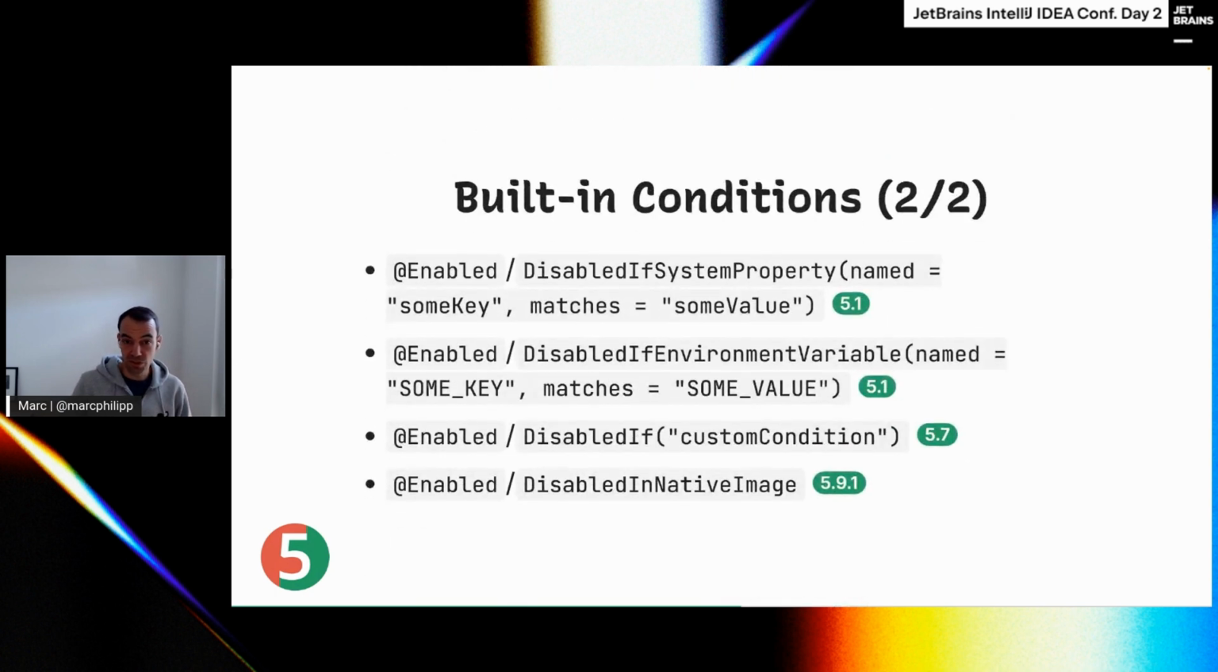There are also built-in conditions that check system properties or environment variables for some value, some regex that you can supply here. There's enabled or disabled if, which lets you specify a method reference that would be called and has to return whether or not this should be enabled or disabled. And just recently, with the 5.9 release, which was last week, we added this enabled or disabled in native image annotation. So if you use GraalVM, then this would enable or disable your tests, depending on whether the test runs in the native image.